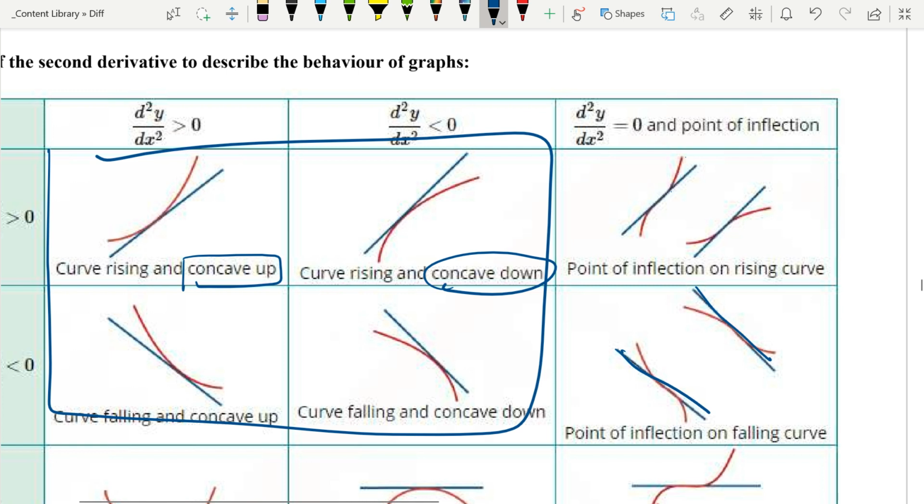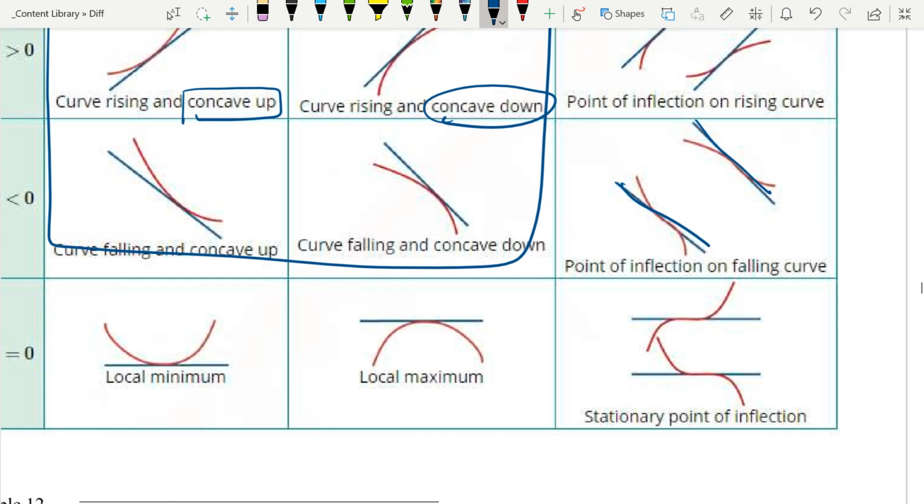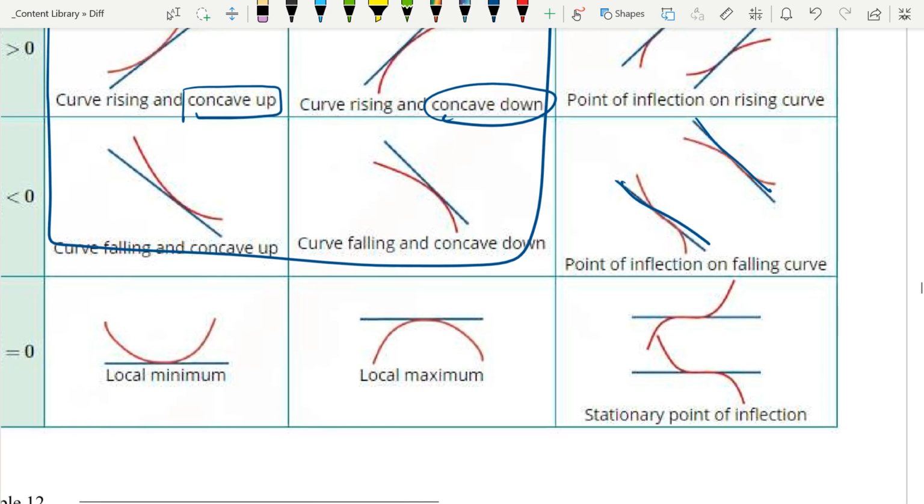Okay, so one is above the tangent, one is below the tangent. And the stationary one is just where the tangent is actually horizontal. So look at this one. This one still cuts the graph into two halves. One is above and one is below.